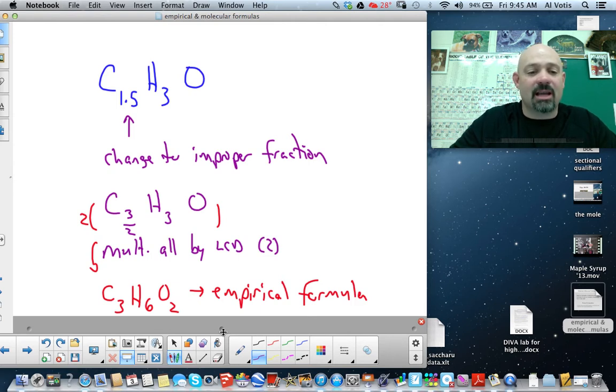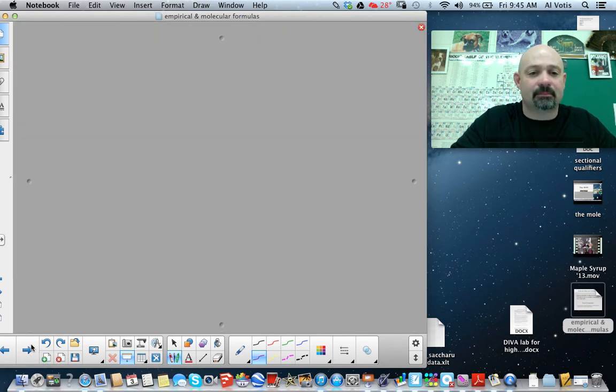So 1 mole of this compound would have 3 moles of carbon, 6 moles of hydrogen, 2 moles of oxygen. Or 1 molecule of this compound with 3 atoms of carbon, 6 atoms of hydrogen, 2 atoms of oxygen. Okay, so we found the moles of each element, and then we wrote a formula with those number of moles and divided by the smallest number.